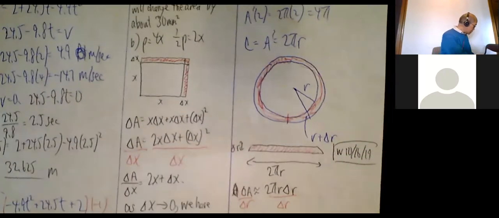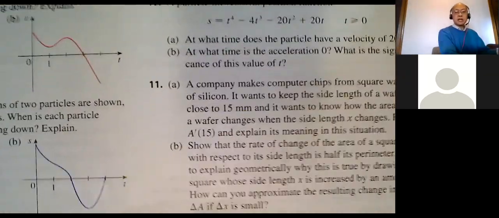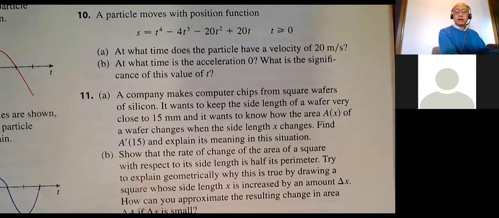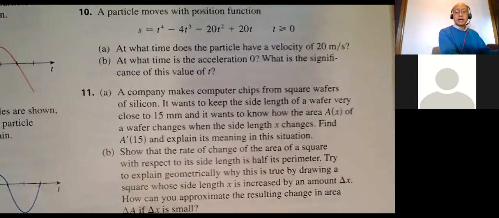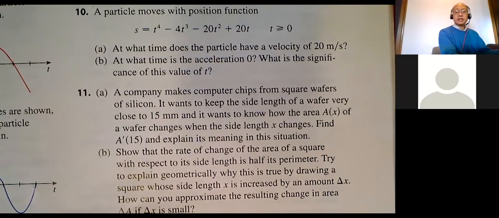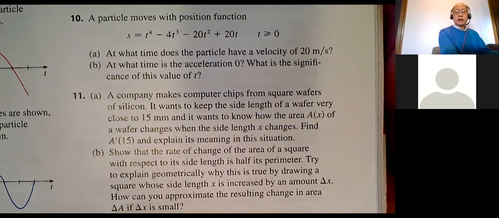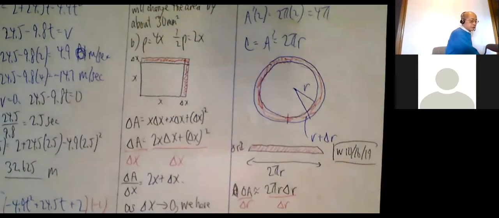Okay, and what's the rest of this picture that I got there? So now it's a little bit of geometry. Try to explain geometrically why this is true by drawing a square whose side length x is increased by an amount delta x. How can you approximate the resulting change in area delta A if delta x is small? Okay, so what do they mean by that?